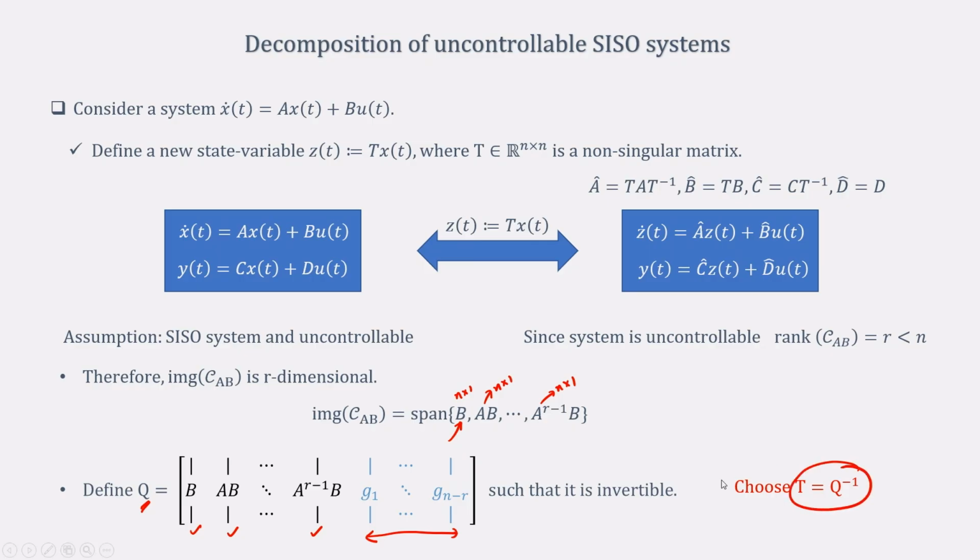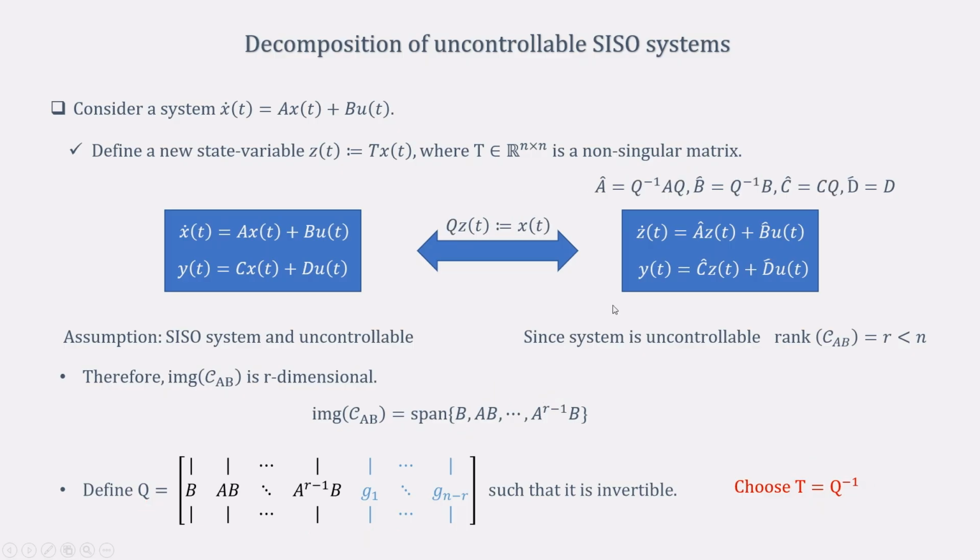As soon as I choose T equal to Q inverse, I can take Q inverse to the left. So, the transformation can also be written in this way, that we are going for a transformation of the form Qz equal to x. If we go for such a transformation, then A hat will turn out to be Q inverse AQ, B hat will turn out to be Q inverse B, C hat will become CQ, and D hat remains as D.